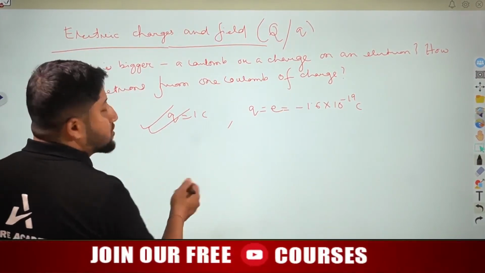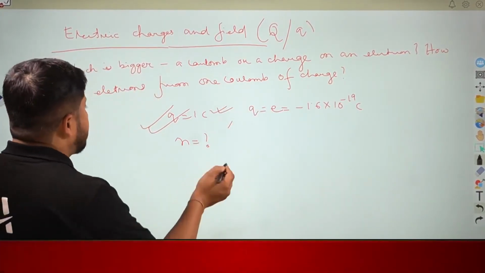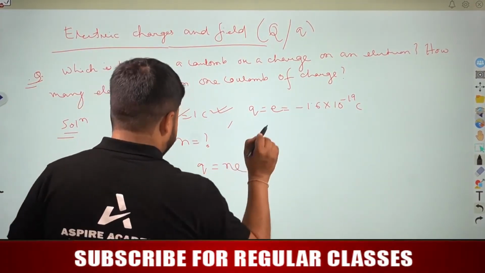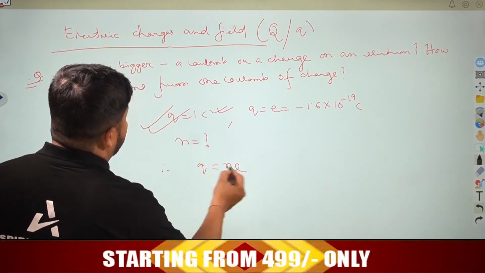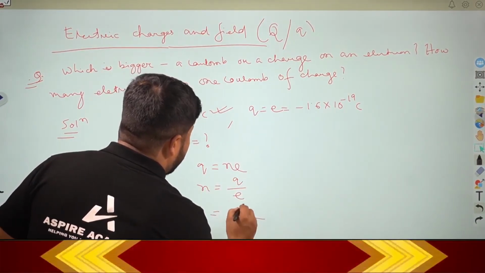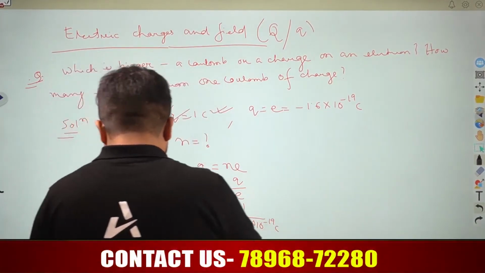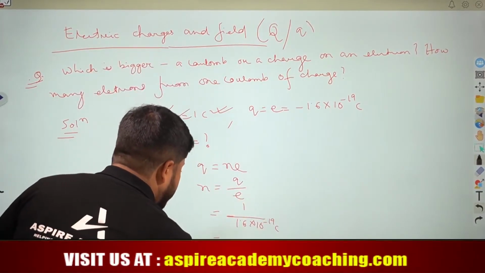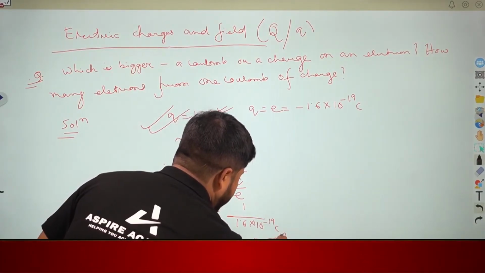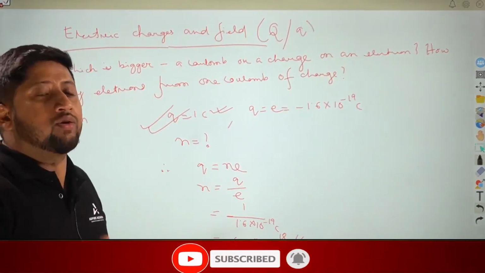Then how many electrons are there in 1 coulomb? We have to calculate this, and we know that Q is equal to 1 coulomb. According to the quantization condition, Q is equal to Ne. So N is equal to Q by e, which is 1 by 1.6 into 10 to the power minus 19 coulomb. After calculation, we get 6.25 into 10 to the power 18. This many electrons are generated in 1 coulomb.